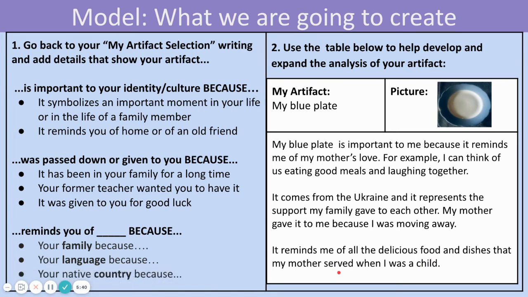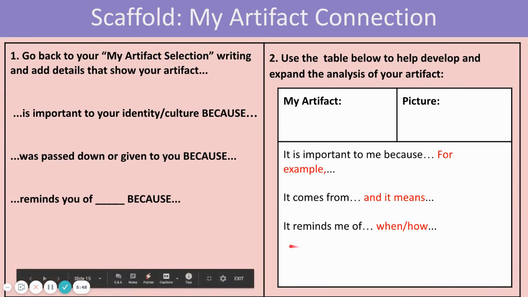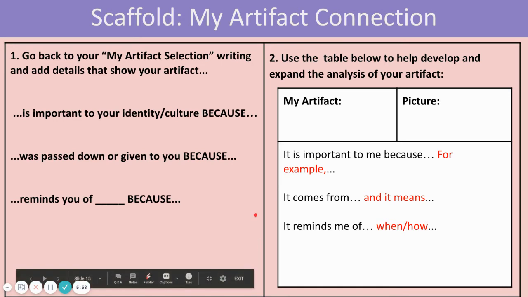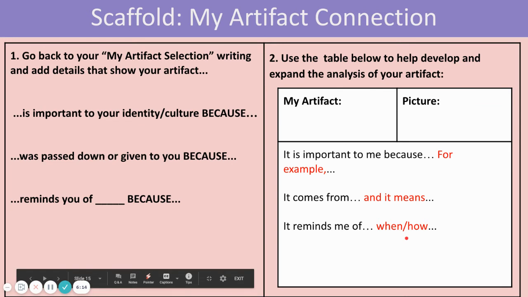Now we're going to be adding, in the same way this example does, some information to our artifact explanation. Last week we selected our artifact, something that was important to our culture and identity, something that was passed down to us, something that's significant in our family. You might add using these sentence starters. For example, and it means, when and how. So you're going to be adding some information to your paragraphs from last week.